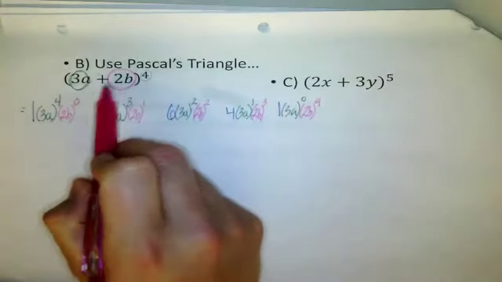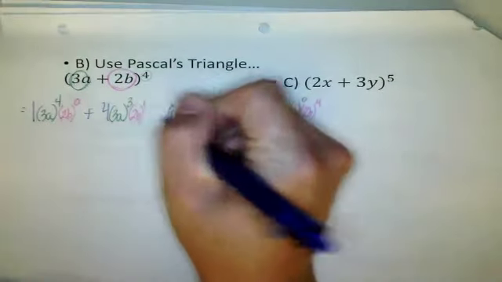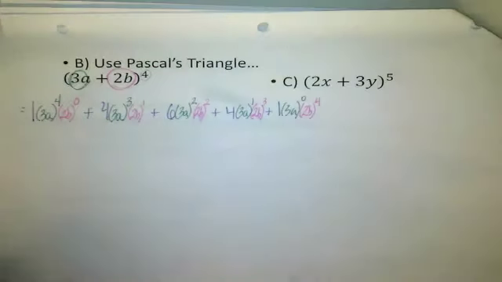If there was a sign like a negative in front, you'd want to include that sign. And so you might have some sign changes. I'm just going to go ahead and put pluses in between all those. And then from there, I just have to do a little bit of multiplying.